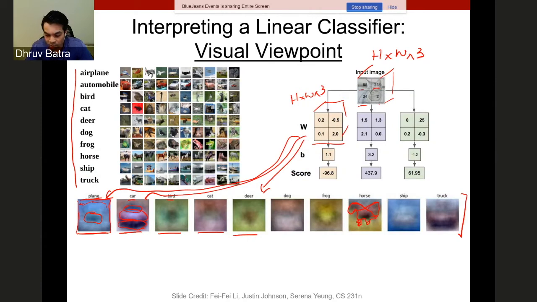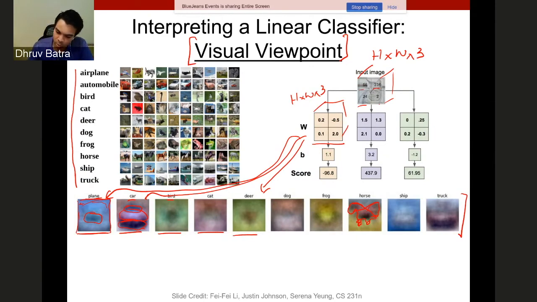And so that's what our learning process has extracted out of this data set. All understanding of these classes from the data set has been compressed into these templates. These templates then multiply any new image. Whenever these templates match that new image, you're going to get a high score. Whenever they don't match the image, you're going to get a low score. And that's what we've extracted as a process of learning. So this is a visual viewpoint of the linear classifier. I'll pause here to see if there are any questions.